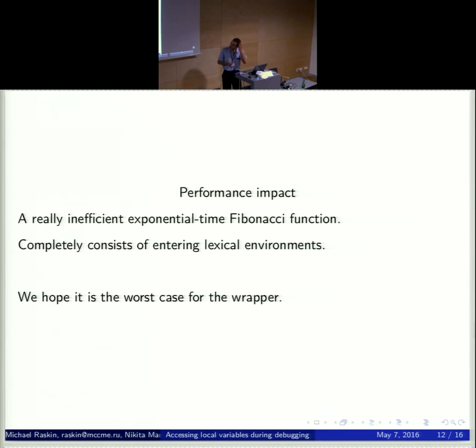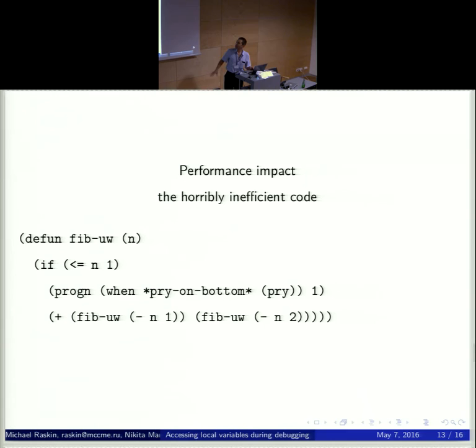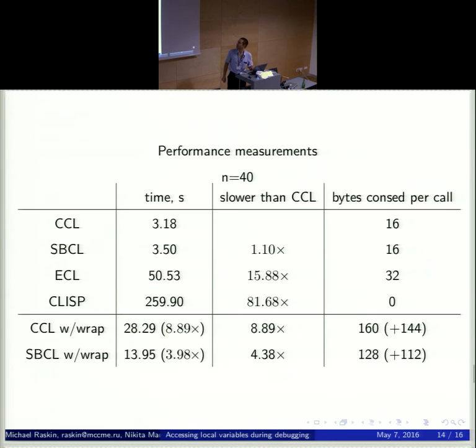So, about the performance impact, we implemented a really, really inefficient exponential-time Fibonacci function, which completely consists of entering contexts with new arguments and leaving them and adding the results. We hope that this is the worst case because there are a lot of lexical environment switches. You see, this is what you never want to write in production, if you need Fibonacci functions. And so we measured the performance using the recently resurrected metering package.